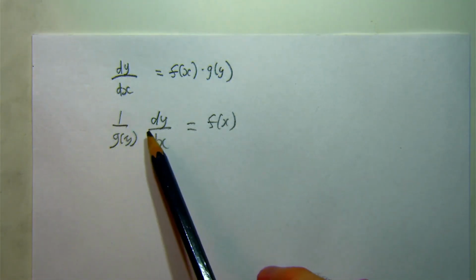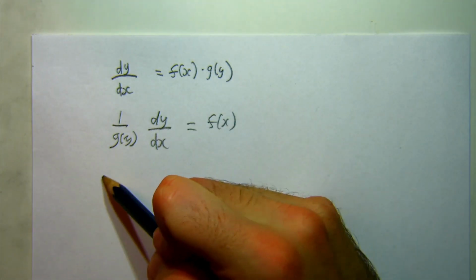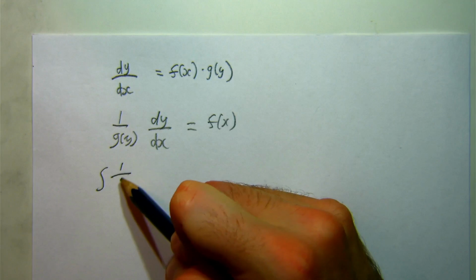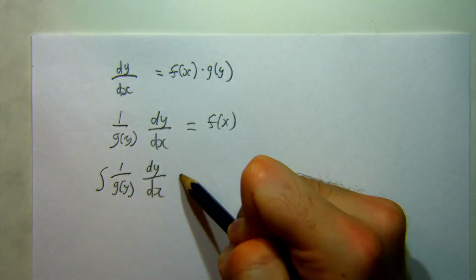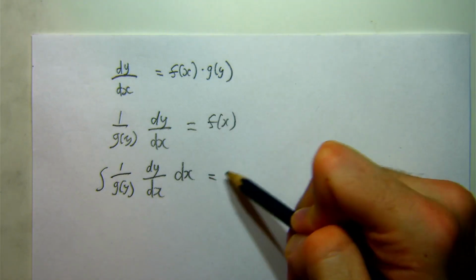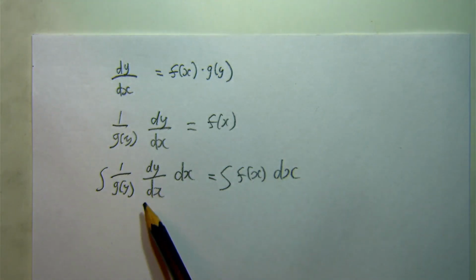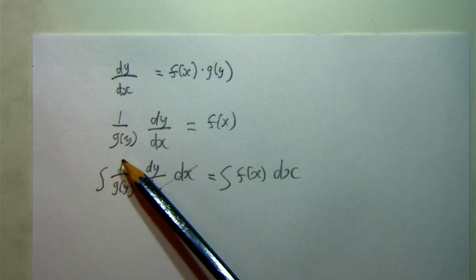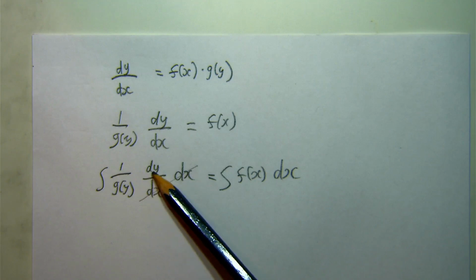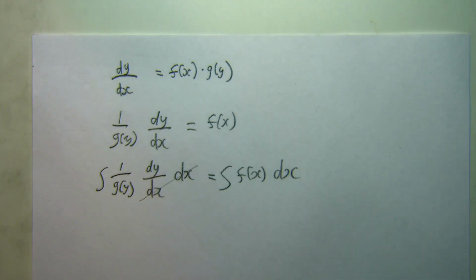1 on g of y multiplied by dy on dx equal to f of x. And now when we integrate both sides with respect to x, what ends up happening for us is that this is going to essentially give us the integral of 1 on g of y with respect to y is equal to the integral of f of x dx.